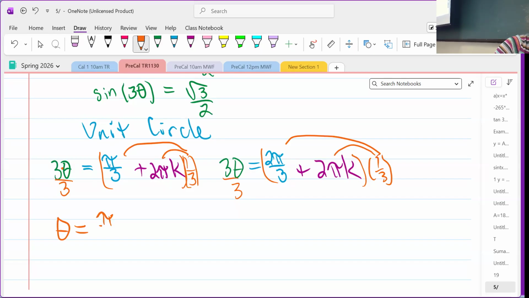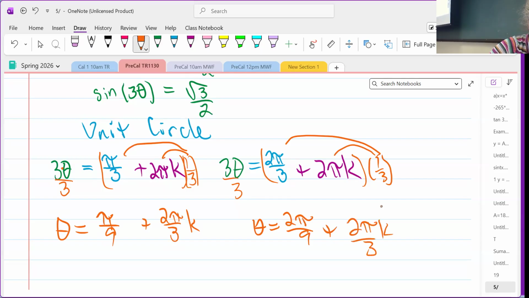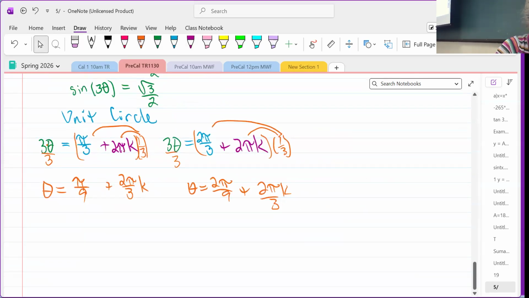I have pi over 9 plus 2 pi over 3k. And then I also have 2 pi over 9 plus 2 pi over 3k. Now, this question is not multiple choice. You are going to have to work it out and wrestle with the k values. But we've got our general solution. So if you can get to here, that's worth most of the points.